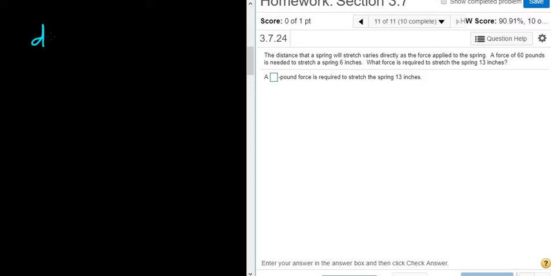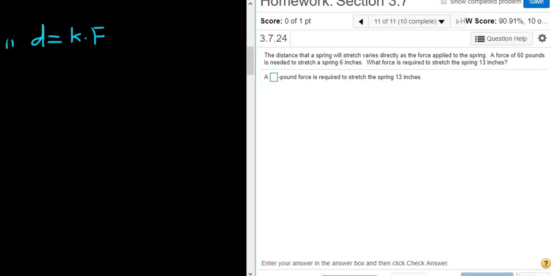So directly means you just multiply by k. So k times the force. Let's use big F. So again, the distance that a spring will stretch, that's d, varies directly as the force. So d equals k times F. All right, the next sentence will usually give us some information to find k.